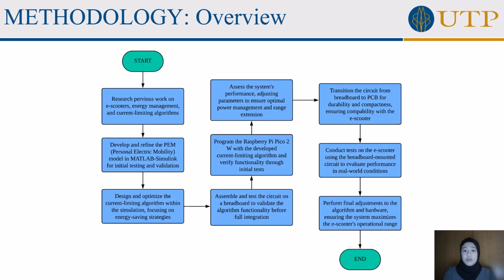Here is the overall project methodology, which involves first developing the simulation model in Simulink to represent both the electrical and mechanical systems of the e-scooter. Then, design an energy management algorithm to simulate power optimization. The last step involves interfacing a Raspberry Pi Pico 2W based circuit with the actual e-scooter to perform real-world testing and refine the control system.